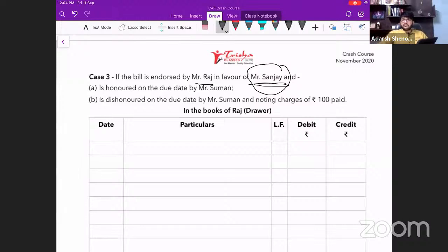I am giving an asset. I could have given him furniture, one table, one TV, one computer. I could have given him cash, a building, a piece of land. I could have given him any of this. I choose to give him what? A bill of exchange.